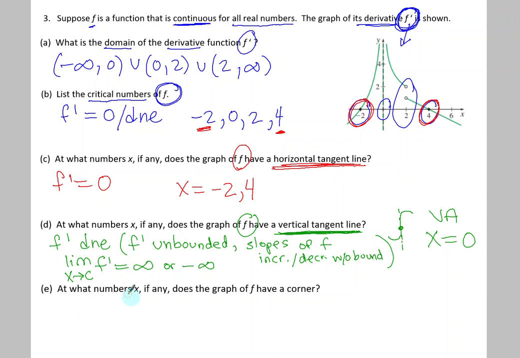E. At what numbers x, if any, does the graph of f, again that's the graph we don't see, have a corner? Well, remember at the corner, the derivative f prime does not exist, but in a different way than when there was a vertical tangent line. When there's a corner, a sharp point like that, the derivative from the left side is different than the derivative from the right side, but they both have values. They are not unbounded. So we can think of it like this. F prime is different from each side.